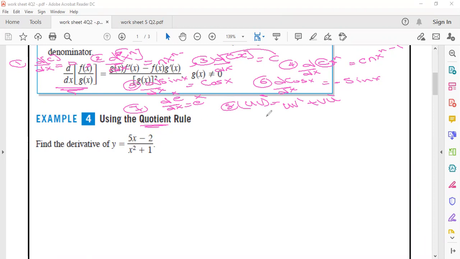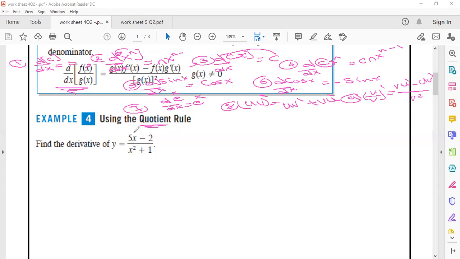Look here, rule number 9: the derivative of function u over function v will be v squared, the function in the denominator squared, then in the numerator start with v u prime minus u v prime. Okay, how to apply this one? I'll show you the mechanism.